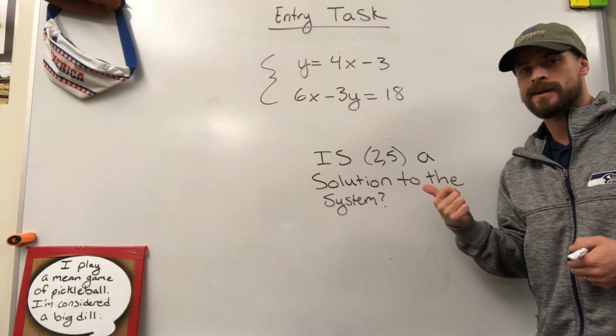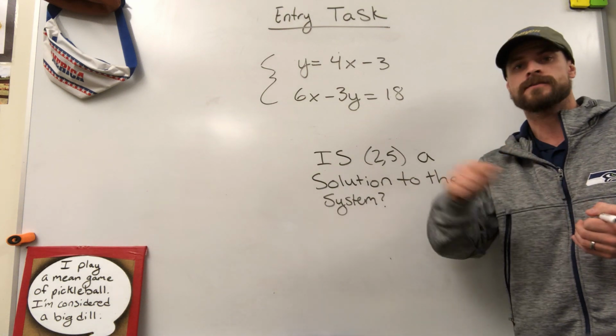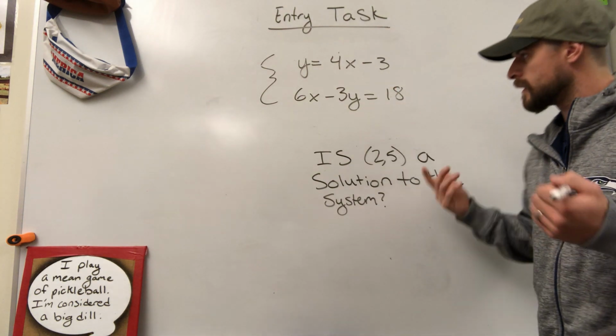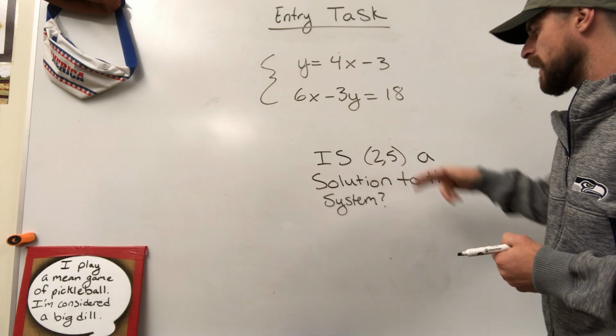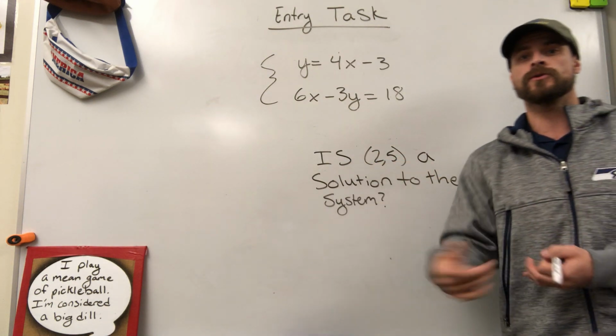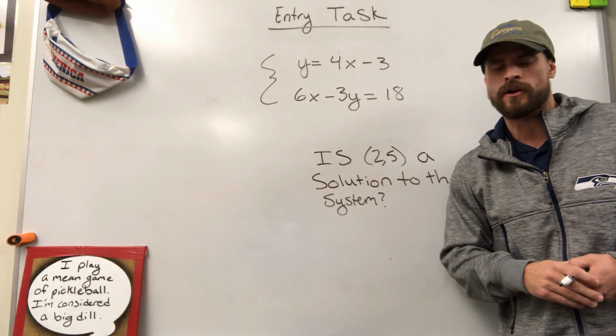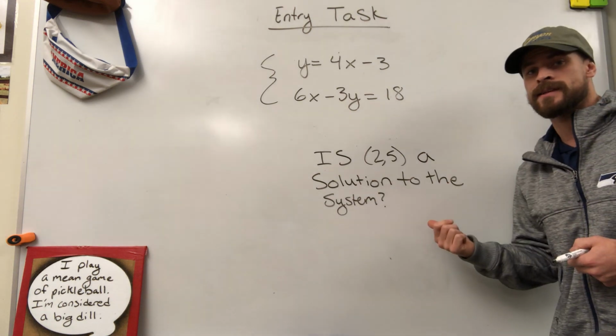So when I throw this their way, I watch kids start creating graphs and they start to connect the dots and they want to see if it intersects at (2, 5). Now that's great and it will get you to the answer eventually, but making graphs is hard and it takes time. We can check this algebraically.